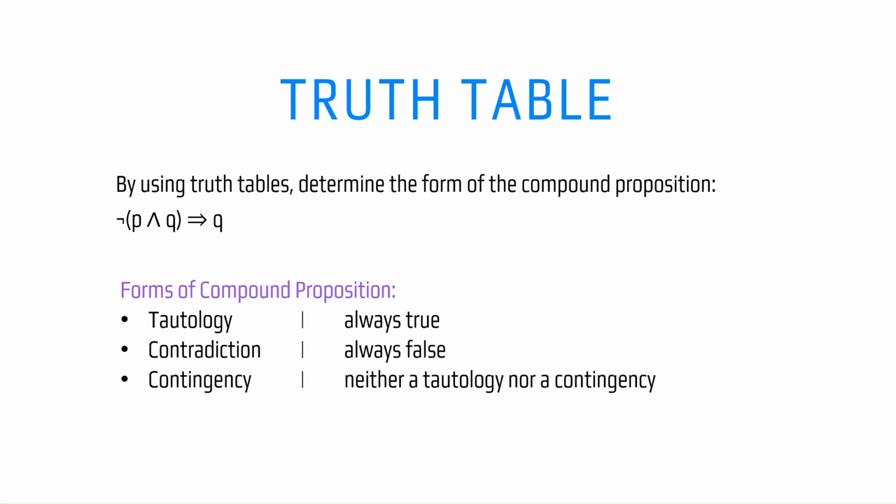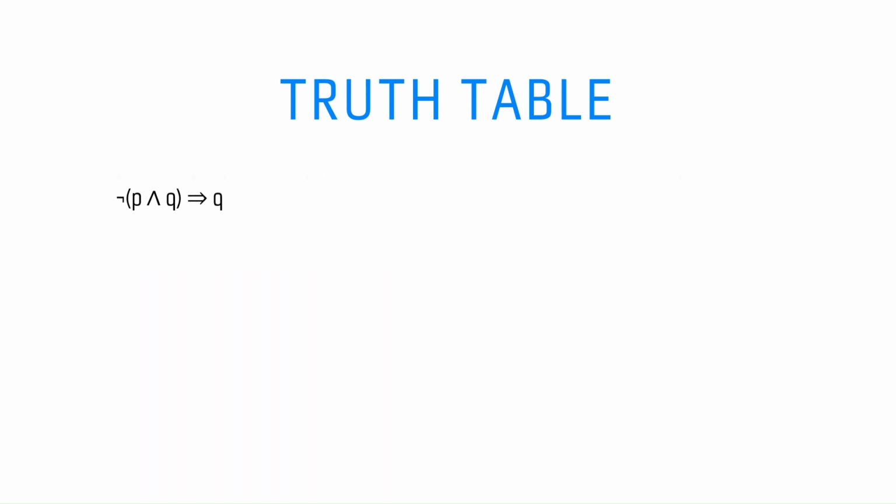Now that we know the forms of compound propositions, we can look for the propositional variables used to know how many vertical columns we should use. Remember that the number of columns of your propositional compound will depend on the number of propositional variables used with the formula 2 raised to n plus 1.